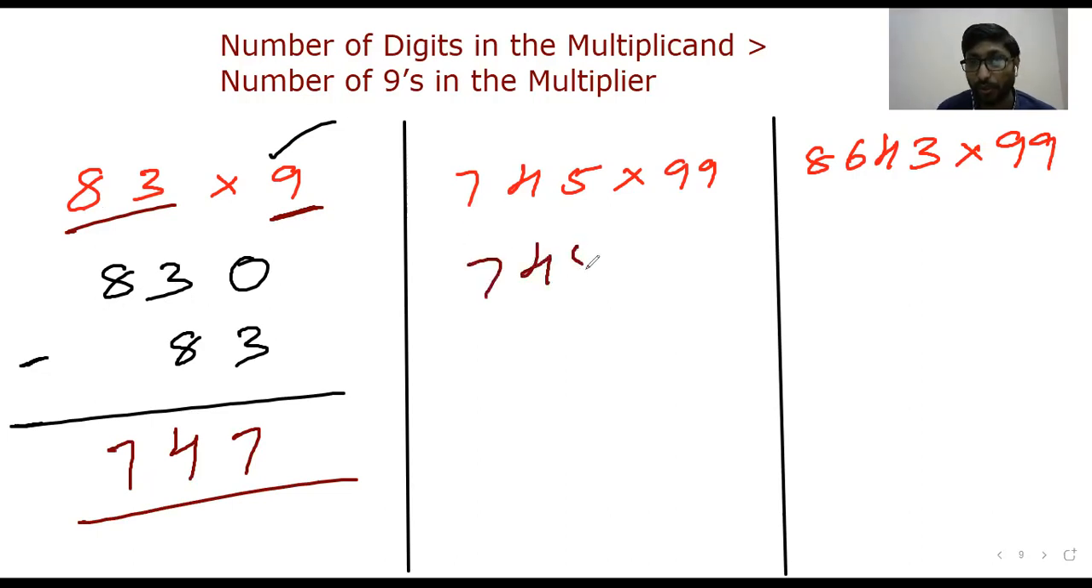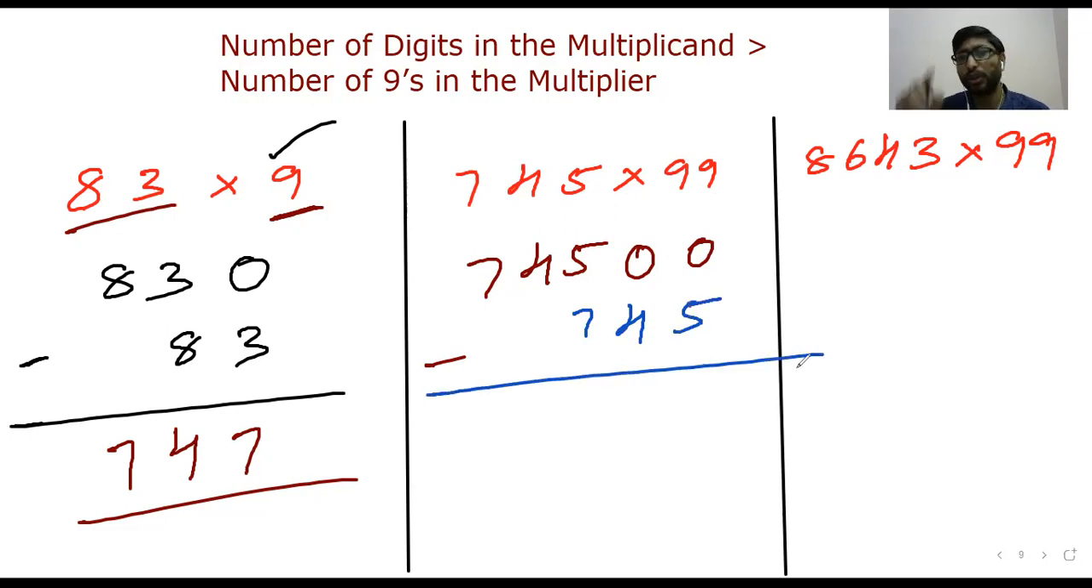745, 99. Because 2 nines are here, you need to write 2 zeros. You have 2 nines, so you have to write 2 zeros. 74500. Okay, 00. Subtract 745. You know, I will do the subtraction. I'll do the subtraction from left to right.